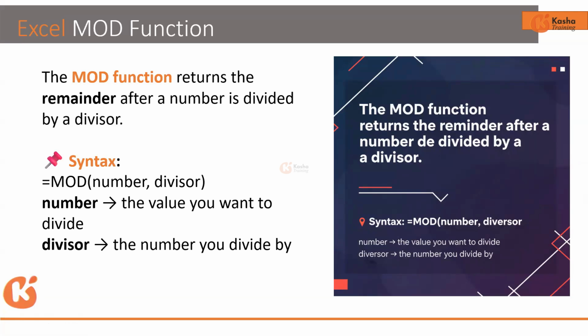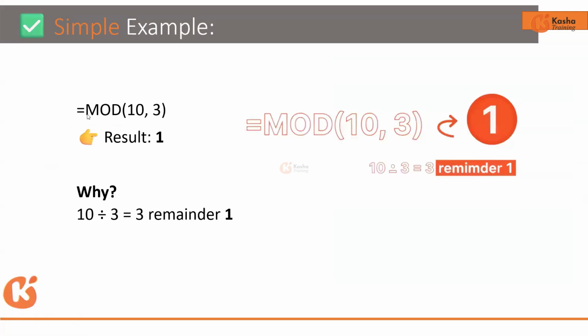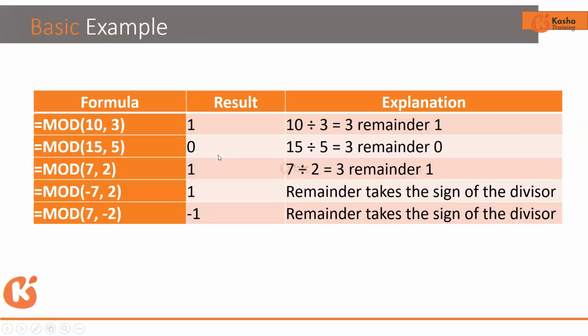Let's see with an example. Here you can see the syntax for the mod function, it is equal to mod, and this is 10 divided by 3. So if you divide 10 by 3, you will get the result as 1, because 1 is coming as the remainder, right? 3 is the quotient, but 1 is coming as the remainder. This is basically the mod function. Now let's see some more examples with the mod function.